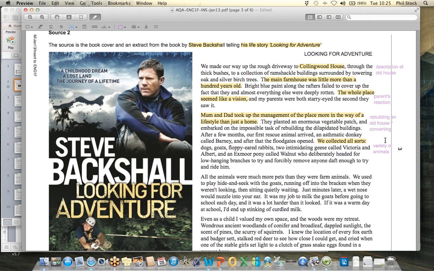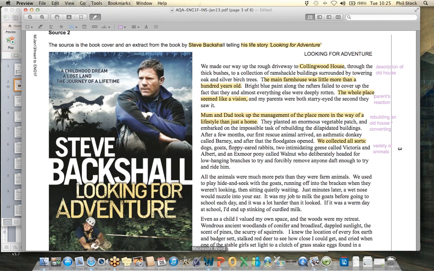as a youngster, Steve Backshall, his family moved to this old farmhouse. They started to do the work themselves to do it up, and they've started to have animals living there as part of a rescue mission. So this is all about his parents looking after animals and him being part and growing up in that environment. So already, just to give you a model, I've got enough, I think, to start making a couple of points.